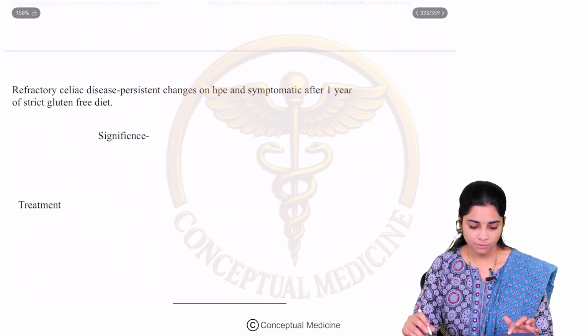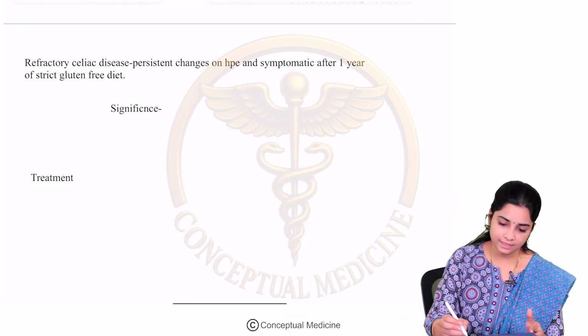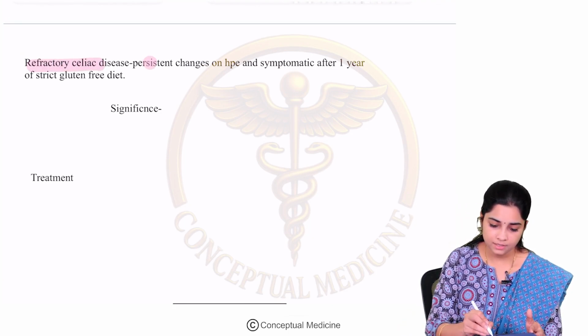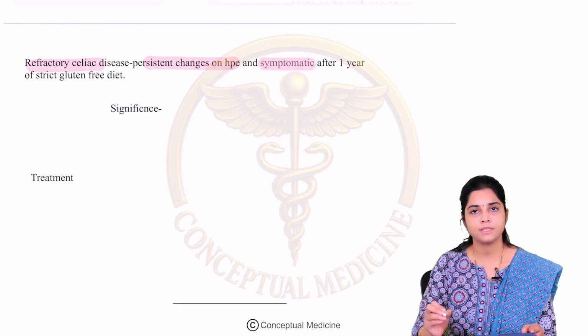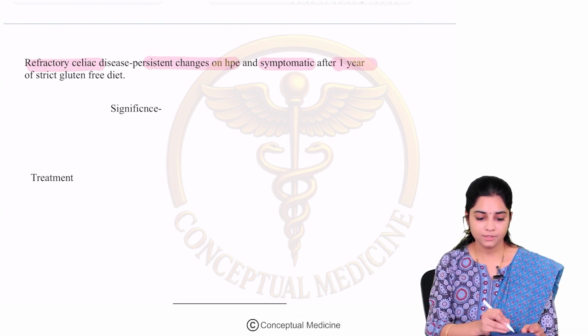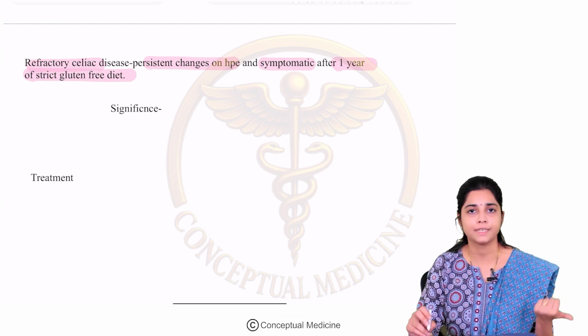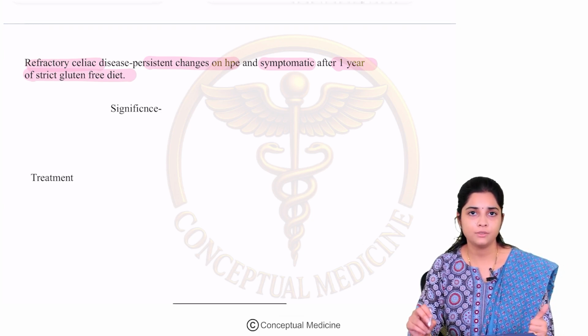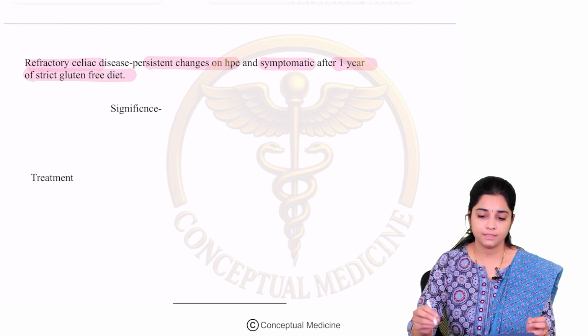Now let us understand what is refractory celiac disease. So refractory celiac disease is basically persistent changes on histopathological examination, and the patient continues to be symptomatic despite 1 year of a strict gluten-free diet. You have removed the gluten, you have removed the antigen from the diet, but in spite of that he is having continued histopathological changes and he continues to be symptomatic. Then this is refractory celiac disease.